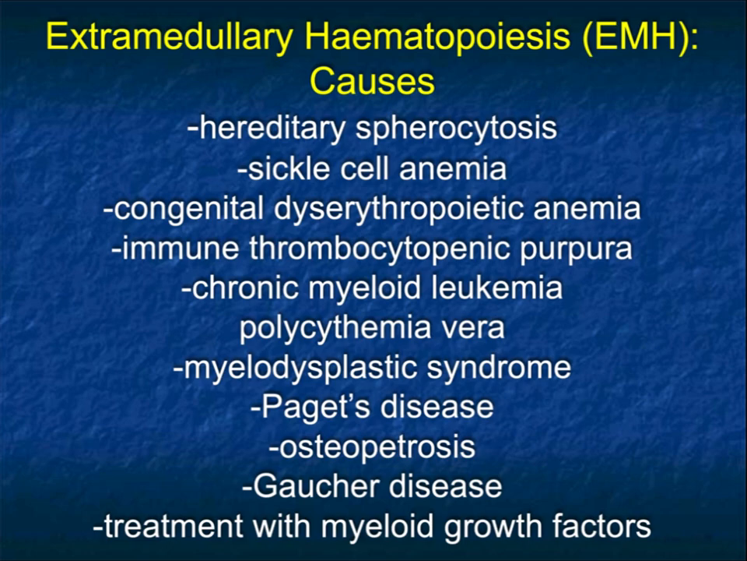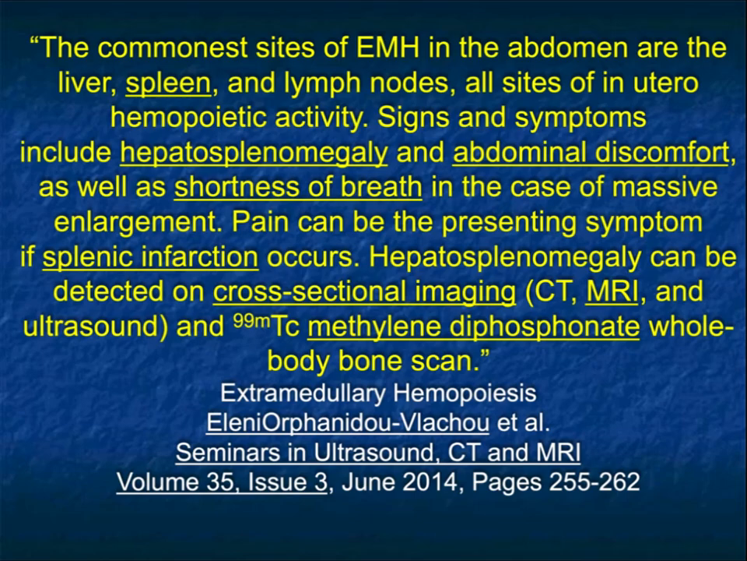And just to go a little bit further, here are the causes: sickle cell, polycythemia vera, myelodysplastic syndrome, which is something we see often in oncology patients, the fact we see the extramedullary hematopoiesis, Paget's disease, osteopetrosis, Gaucher's are just some of the possibilities on this list. In this article by Vlachou, the commonest sites of extramedullary hematopoiesis in the abdomen are liver, spleen, and lymph nodes, all sites of in utero hemopoietic activity.